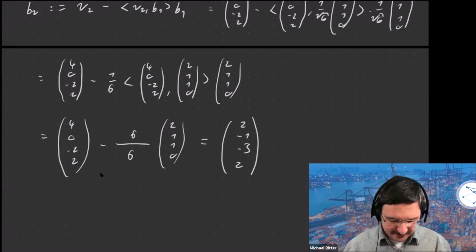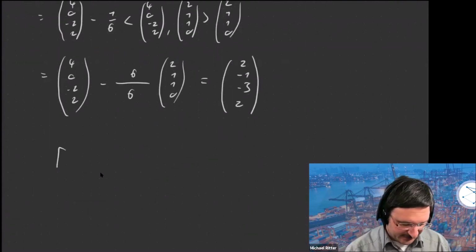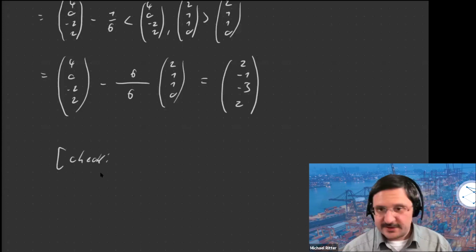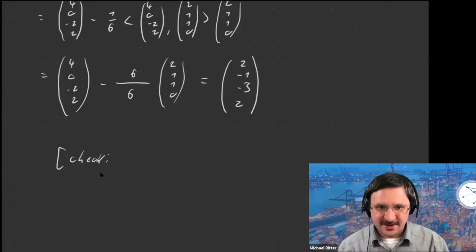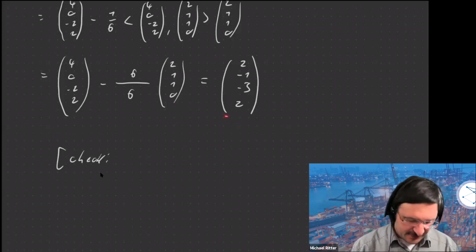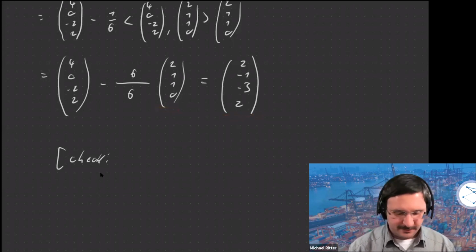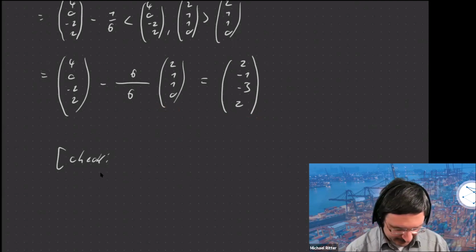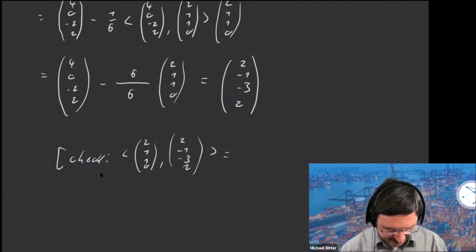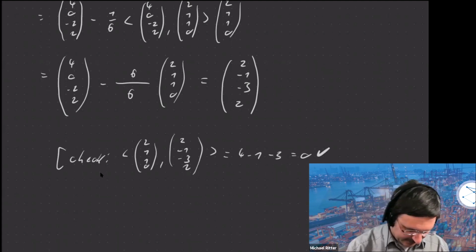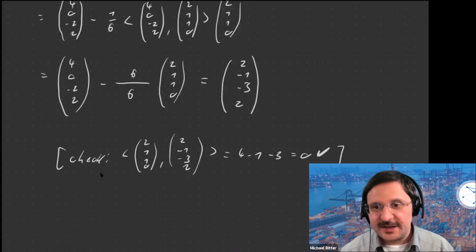Just for a quick check, you don't have to write this down, of course, but you might want to do this quickly in your head to be sure that you didn't make a mistake here. The result should now be orthogonal to B1. So let's give that a quick check. If we compute the scalar product of these two, then we would expect that to be 0. And that scalar product is 4 minus 1 minus 3, and that is indeed 0. So the result seems to be correct.